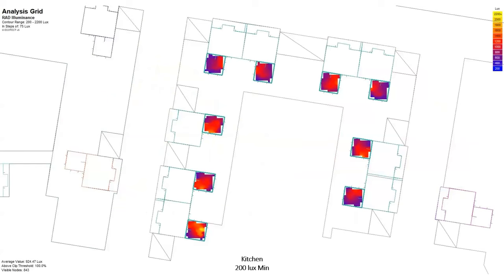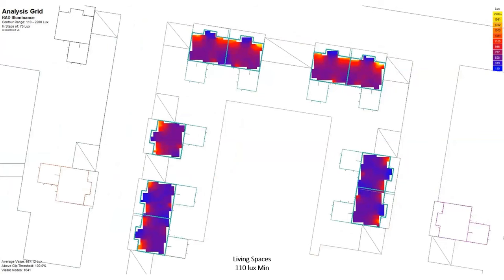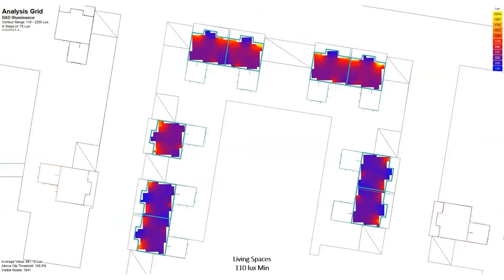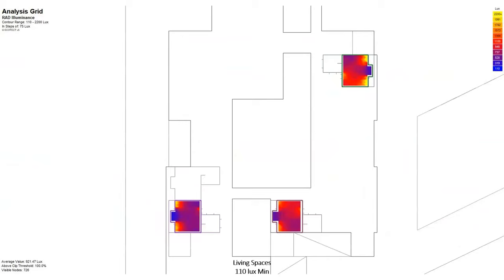After that, daylight analysis was done to understand how much light is getting inside the dwelling units. The analysis was done in two categories, kitchen and living spaces, with kitchens having a minimum of 200 lux and living spaces a minimum of 110 lux. So all the units are getting a good amount of light inside the spaces as compared to the case studies.